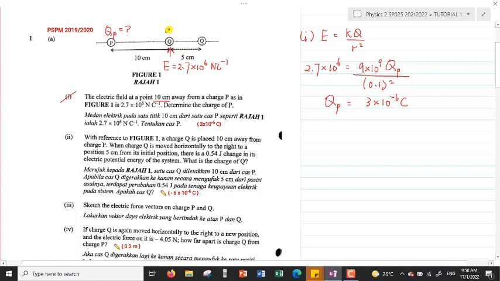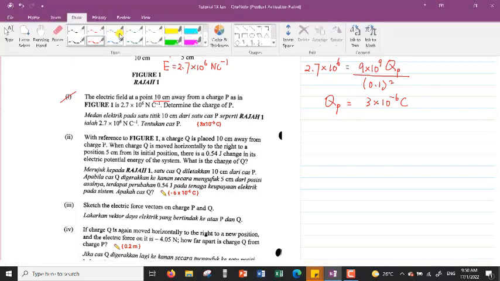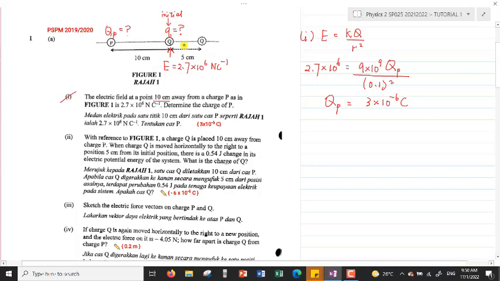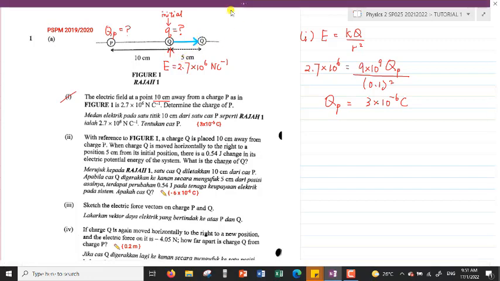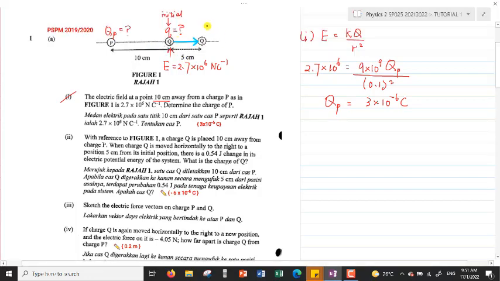So let's label it as small q. Okay, so we want to find how much is charge q. So I denote it by small q. So we want to get the value of the charge q. The information we know is that initially charge q is here. So this is the initial position, and then we move it from 10 cm to a final position here. Okay, this is the final position, whereby it's 5 cm away from the initial position.